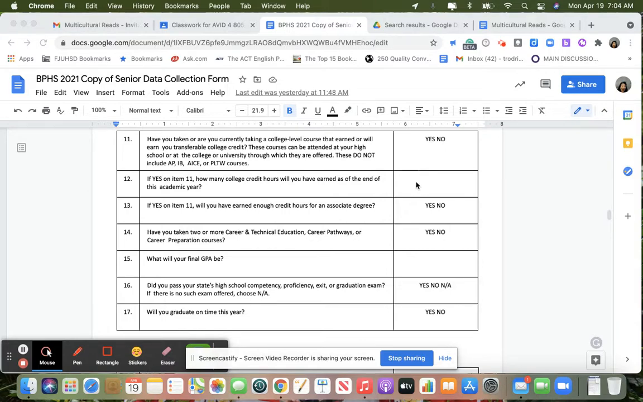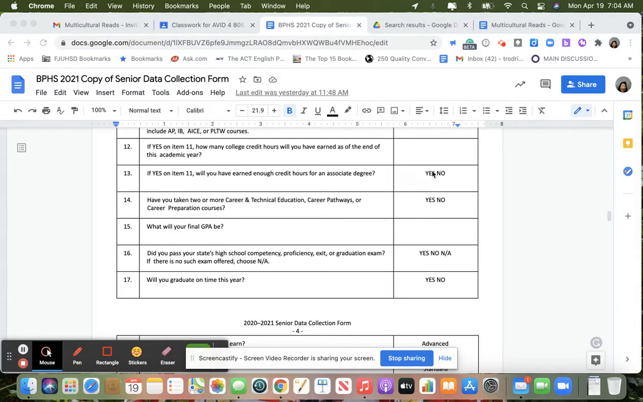As far as how many college credit hours, you can ask me for that if you are in the Cal State program. You can ask Ms. Gallego or Ms. Chaidez if you are part of the Fullerton Community College coursework. And for the ag coursework, you would need to ask Mrs. Fernandez. For number 13, more than likely you've not earned enough credit hours for an associate degree, so I would safely check no for that.